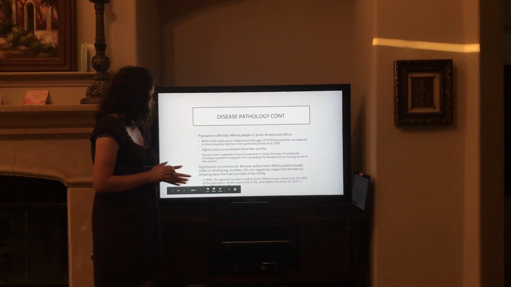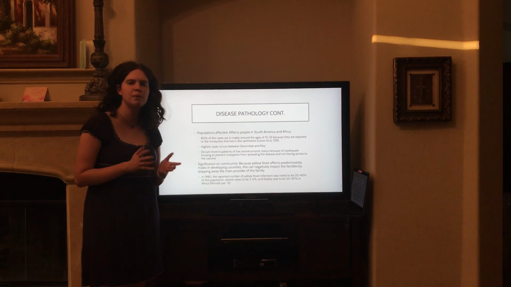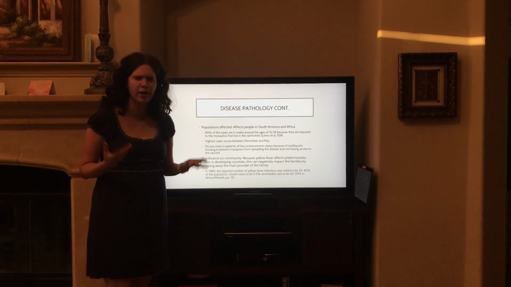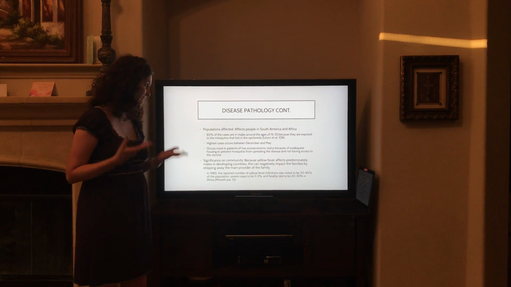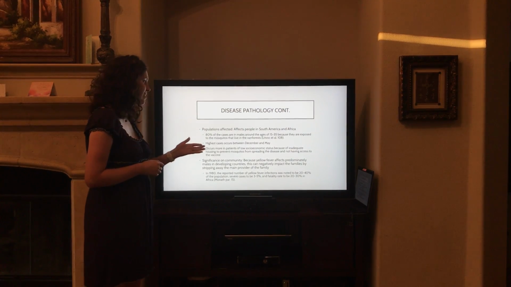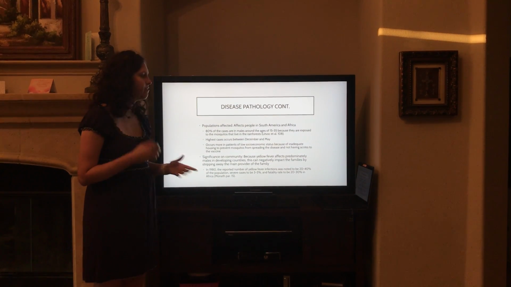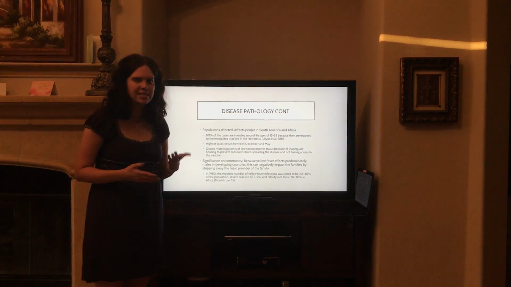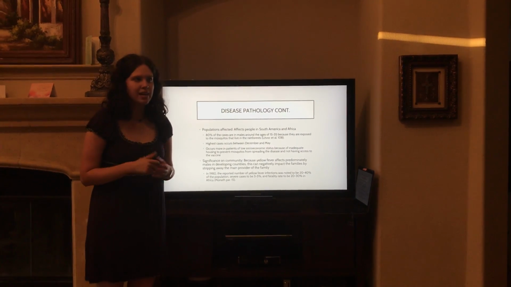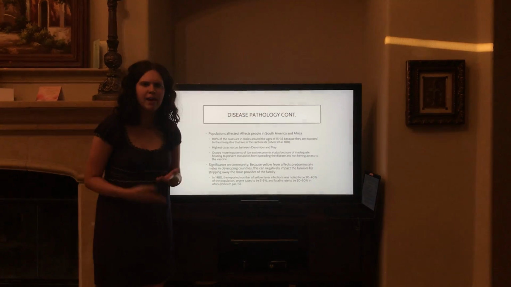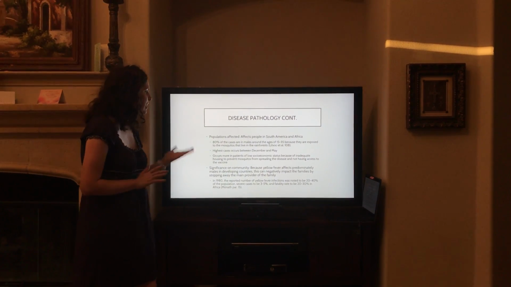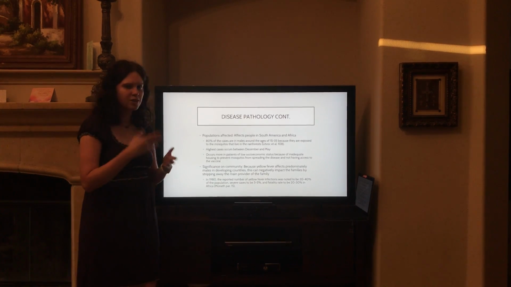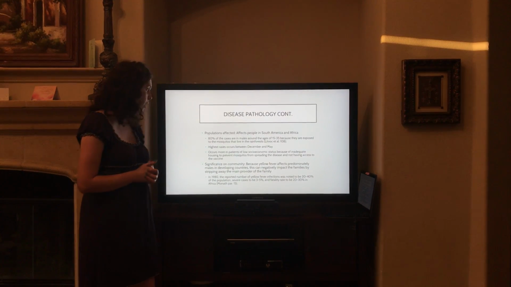So, the populations affected. It'll affect mostly people in South America and Africa, because those are the regions that have a lot of rainforests where the mosquitoes reside. So 80% of the cases are in males around the ages of 15 to 35, because they're exposed to the mosquitoes that live in the rainforest whenever they have jobs, maybe like construction workers getting food for the family, stuff like that. The highest cases will occur between December and May, when it'll start to get warmer and the mosquitoes will come out.